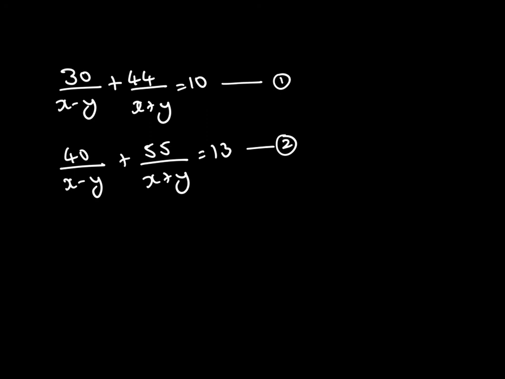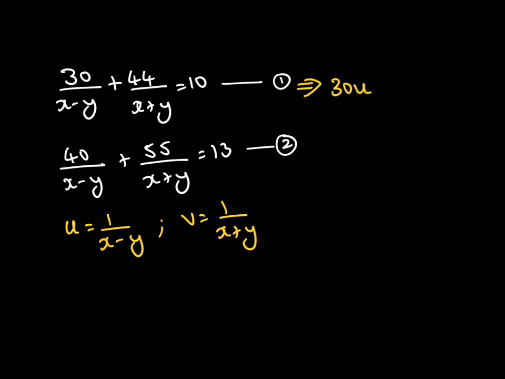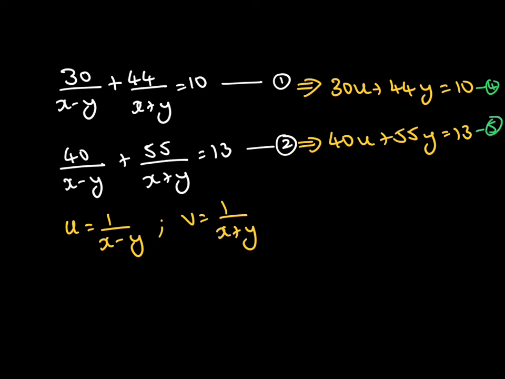So these are the two equations we have. We can now solve them. Let u be equal to 1 over x minus y and v be equal to 1 over x plus y. So then equation 1 will be 30u plus 44v equal to 10. And equation 2 will be 40u plus 55v equal to 13. Let's label these equations as equation 4 and equation 5.